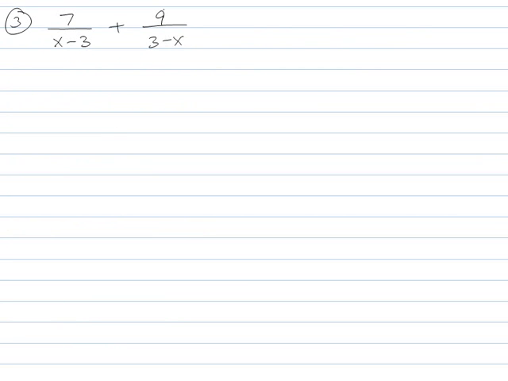Alright. Now in this problem you should see that these actually look very, very similar. One's x minus 3, one's 3 minus x. There's a couple of ways to go about this. One way to do this is to say, okay, I want them both to be x minus 3. So to make this one an x minus 3, I need to factor out a negative 1.